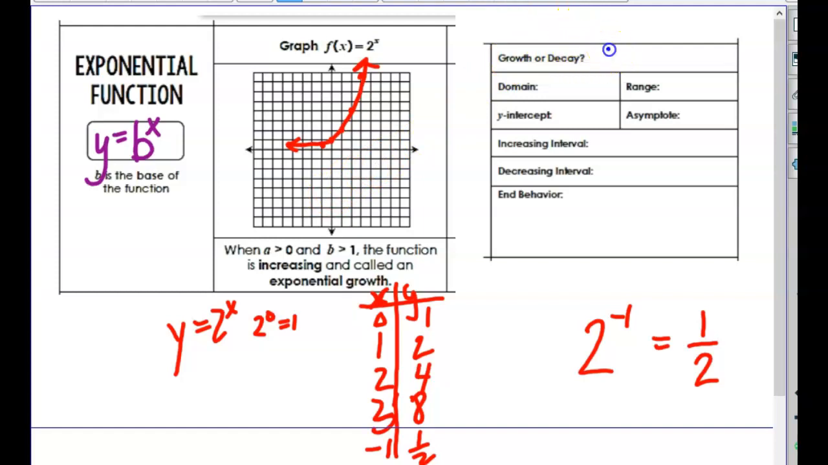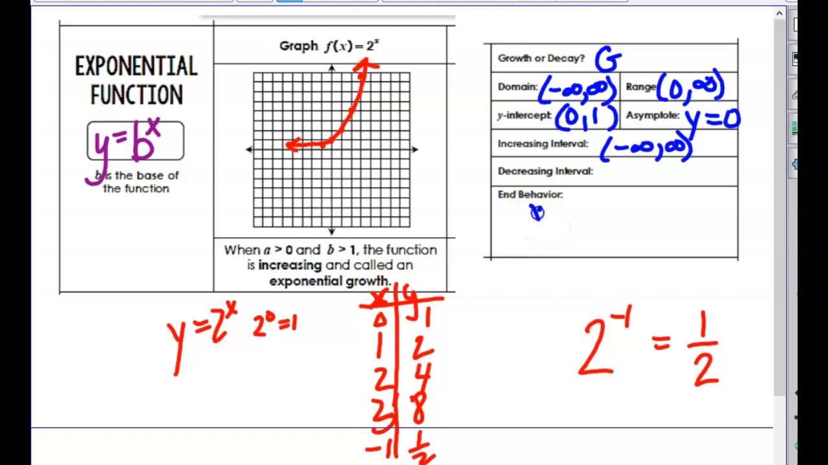All right, this is a growth. The domain is all real numbers. The range is positive numbers. It cannot touch the x-axis. The y-intercept is 0, 1. The asymptote is the x-axis, which is y equals 0. The entire graph is increasing from left to right and never decreasing.